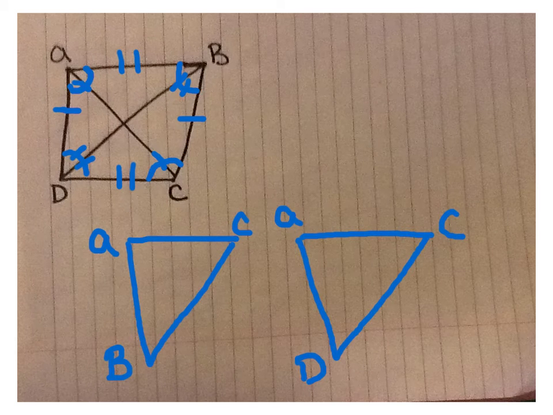So we know that angle A is congruent to angle A because they are the same angle. We also know that angle C is congruent with angle C because it's also the same angle. And we know that angle B is congruent with angle D. We also know that line segment AC is congruent to line segment AC because they are the same line segment.